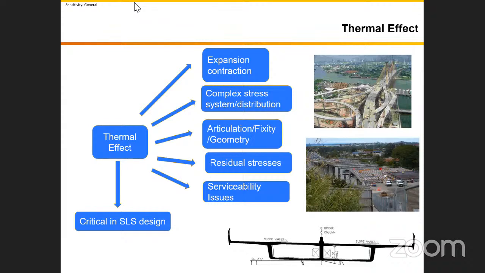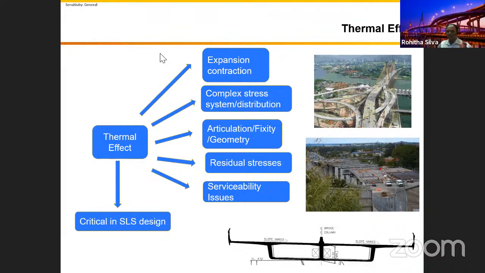Sorry. We combine permanent effect and traffic load effect with the thermal effect. The reason is that, same as the traffic, we get thermal effect every day in a different way. In the next slide, you're going to understand it. Is this clear? Expansion and contraction are quite obvious. Articulation, okay: the bridge expanding and contracting affects it. The complex stress, okay, that makes sense. And then the residual stresses, I will explain to you why.